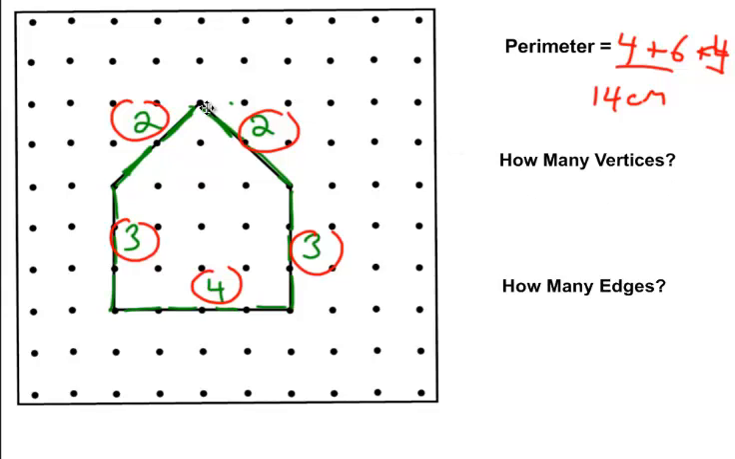How many vertices? We got 1, 2, 3, 4, 5 pointy areas, so we'll write 5. How many edges? If you count them, here's an edge, 3, 4. That's a house. We have 5 edges. Name of the shape, I know it doesn't ask you, but the name of the shape, remember, is a pentagon. And that's because it has 5 sides.